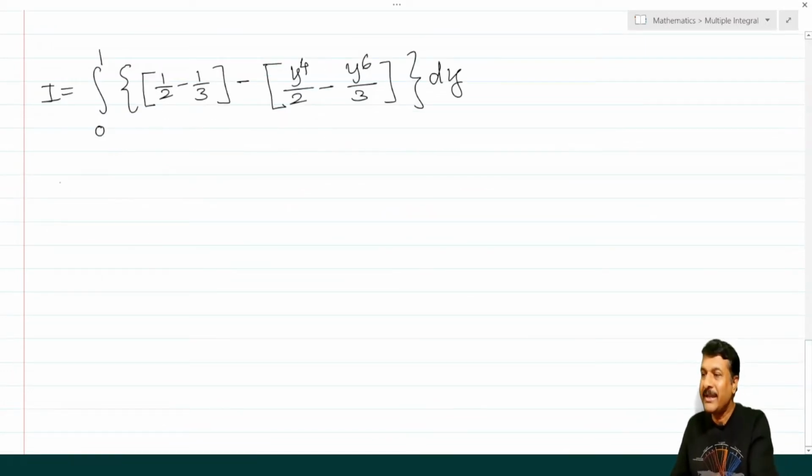So what am I getting here? I equal to integration 0 to 1, and here I am getting 1 by 6 minus y raised to 4 by 2 plus y raised to 6 by 3, into dy.